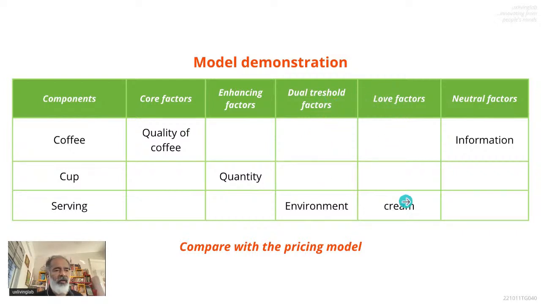Then love factors: cream, or, as I already explained, brown sugar, or any type of personalized things you can talk about. Then neutral factors: information about the coffee. Information about the coffee is a component of the coffee, but it's a neutral factor. That's how you can categorize. So you collect this information from the customer's point of view and compare it with your own perceptions.